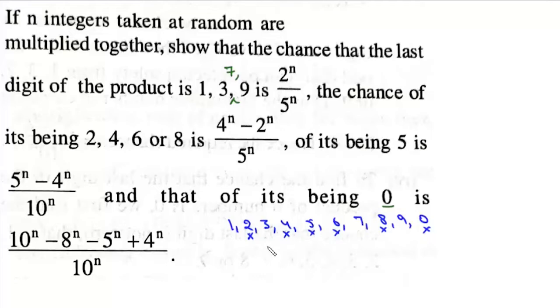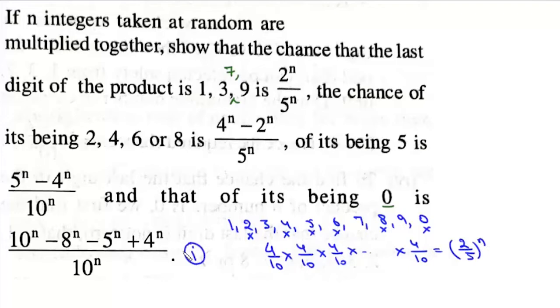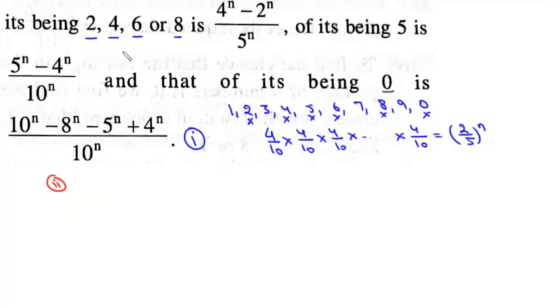So that means this probability should be 4 by 10. Now it should be 4 by 10 for the second number, 4 by 10 for the third number, and it goes all the way up to 4 by 10 for all the n numbers. So this is nothing but 2 by 5 to the power n. So this first case, when the last digit of the product is 1, 3, 7, 9, is 2 by 5 to the power n. Now the second one is the chances of its being 2, 4, 6 or 8.